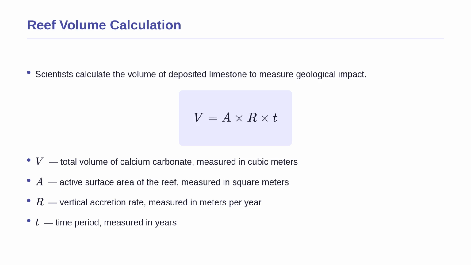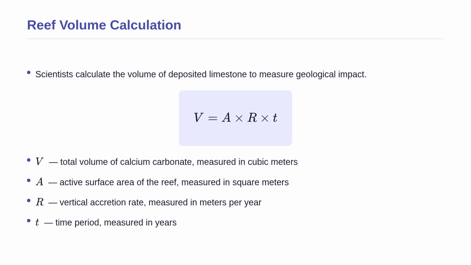To truly understand the massive scale of this reef building, we need to measure it mathematically. Scientists calculate the volume of calcium carbonate deposited by a reef over time using this formula. V = A × R × T. Let us define these terms. V represents the total volume of limestone rock created, measured in cubic meters.